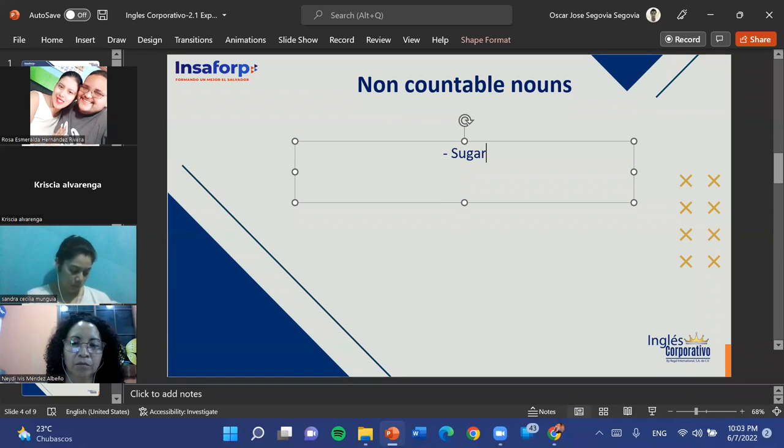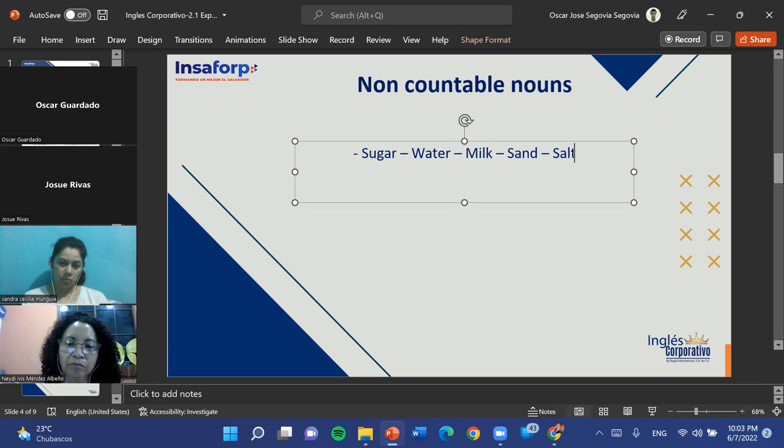Sugar. Sí, porque siempre sugar es el primero. Sugar, water. Siempre es el primero. Ok, sugar, water. Milk, ok. What else? How can I say arena? Sand. Exactly, sand. What else? Salt. Okay, salt.